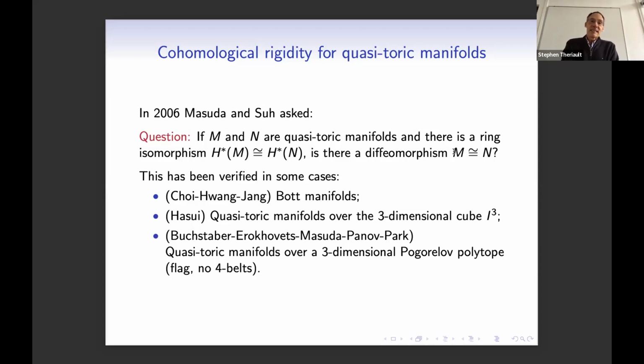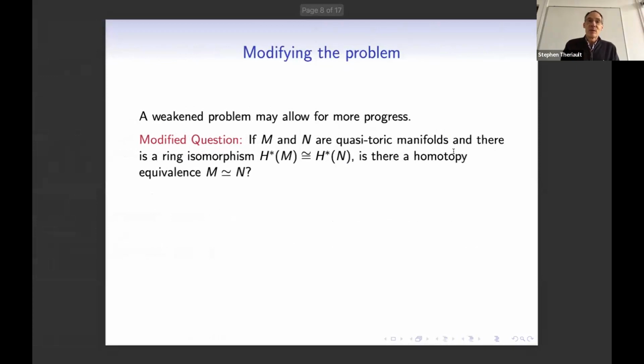You could ask a slightly different question. You could ask, well, what if I replace the diffeomorphism property with homeomorphism? And I guess the geometers who have been investigating this would say that that doesn't seem to ease the problem at all. It seems to be as difficult. So you could weaken it further and say, well, what if I replace the diffeomorphism by a homotopy equivalence? And that's the idea here. So if M and N are quasi-toric manifolds and there's a ring isomorphism in cohomology, do you get a homotopy equivalence?